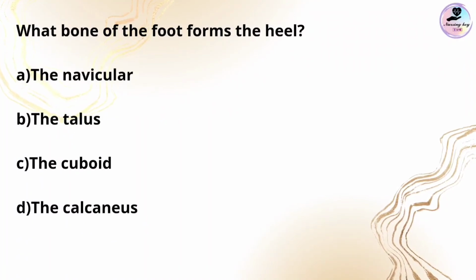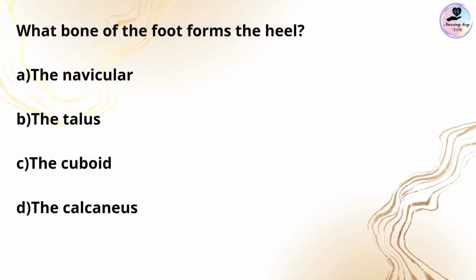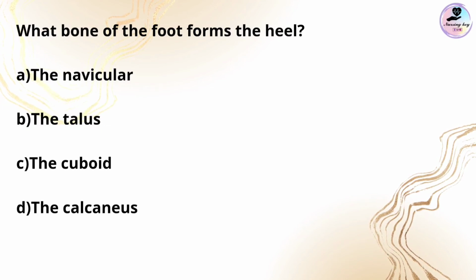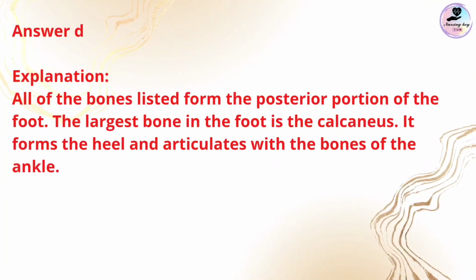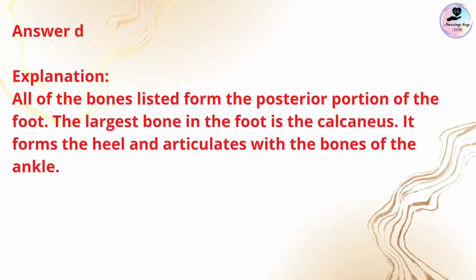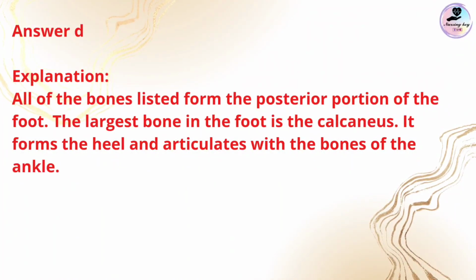Next question is, what bone of the foot forms the heel? A. the navicular, B. the talus, C. the cuboid, D. the calcaneus. Option D, the calcaneus is the correct option. All of the bones listed form the posterior portion of the foot. The largest bone in the foot is the calcaneus. It forms the heel and articulates with the bones of the ankle.